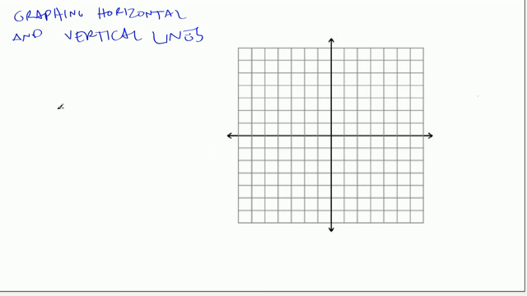I just want to talk a little bit about graphing horizontal and vertical lines. These get confusing for a lot of people, and I'm going to try to explain another way to think about it, which might be easier.